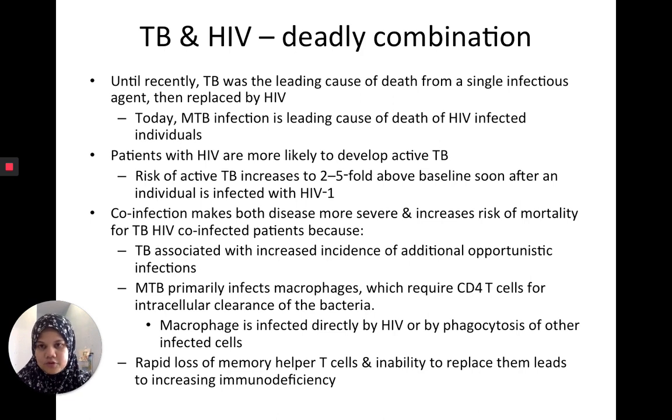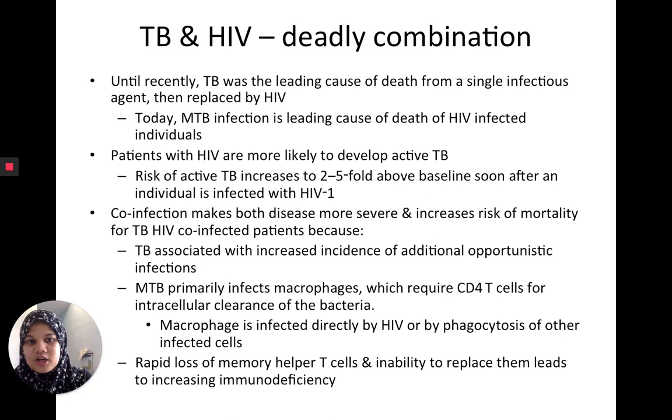And this is because, if you recall, HIV impairs the immune system. So patients with HIV are more likely to develop active TB. And the risk of active TB actually increases 2 to 5 times fold higher if a person is infected with HIV. The fact that they're co-infected makes both diseases worse for the person. So TB also increases your likelihood of getting other infections. HIV also the same. It will increase the risk of you getting other infections.